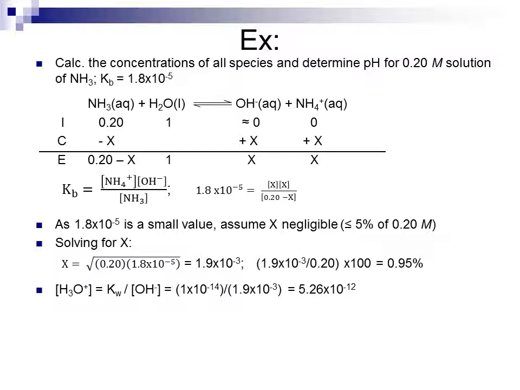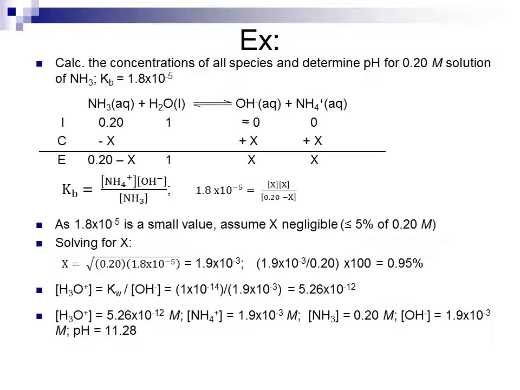Hydronium will be equal to the Kw value divided by the concentration of hydroxide. So 1 times 10 to the minus 14 divided by 1.9 times 10 to the minus 3 gives us a hydronium concentration of 5.26 times 10 to the minus 12. The ammonium concentration is equal to the hydroxide concentration at 1.9 times 10 to the minus 3, and the ammonia concentration is still at 0.2 molar because most of it doesn't ionize. To find the pH, we would take the negative log of the hydronium concentration, giving us a pH of 11.28.